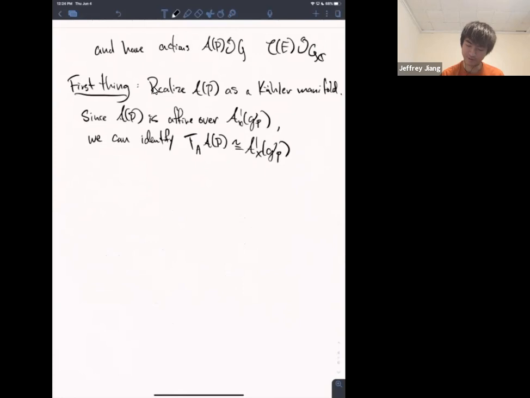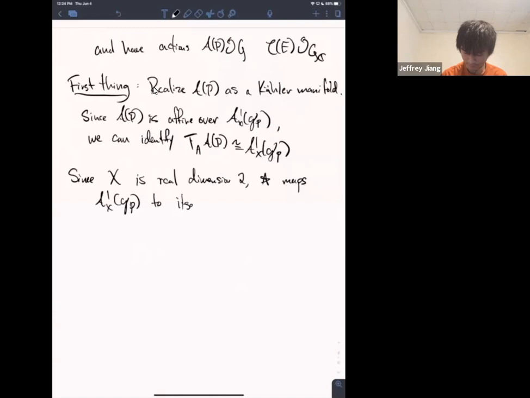Since X is real dimension 2, the Hodge star extended to adjoint bundle valued forms maps adjoint bundle valued forms to itself and squares to minus one. So it defines a quote unquote complex structure. This is an almost complex structure if you're talking about finite dimensional manifolds, but we're ignoring issues of integrability, so we're just going to say it's a complex structure.